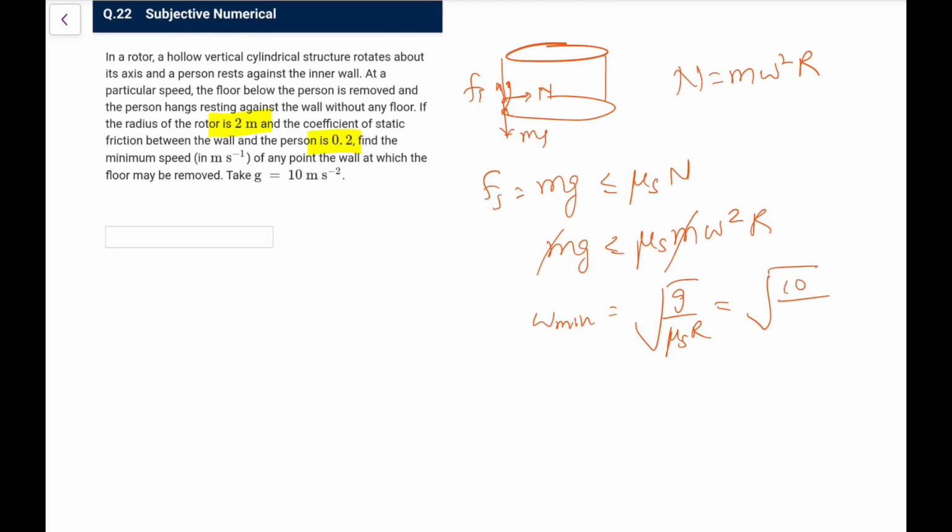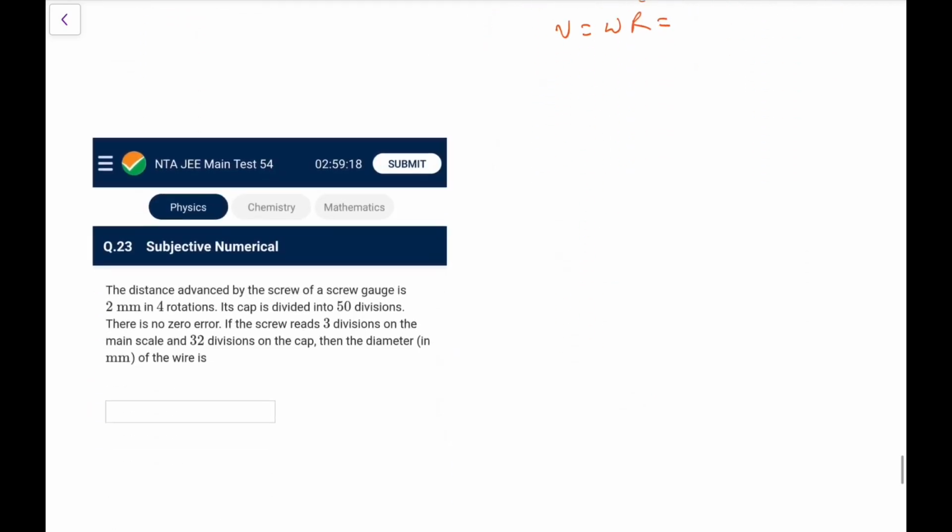So g is 10 upon 0.2 into 2, that is 10 upon 0.4. You can write it as 100 upon 4, or 5 radian per second. Okay, radian per second, I have calculated omega. If I have to calculate v, it would be omega r. So omega r would be 5 into 2, that is going to be 10. So 10 meter per second. Okay, I thought it would be for omega, so I calculated omega, no issue.